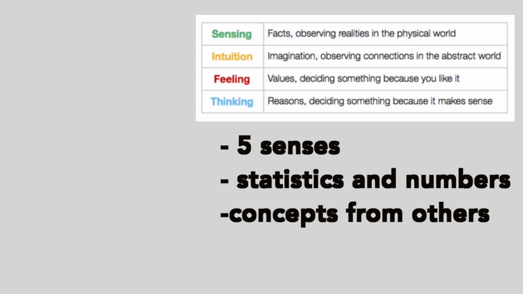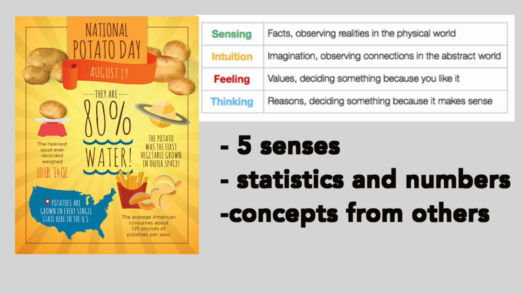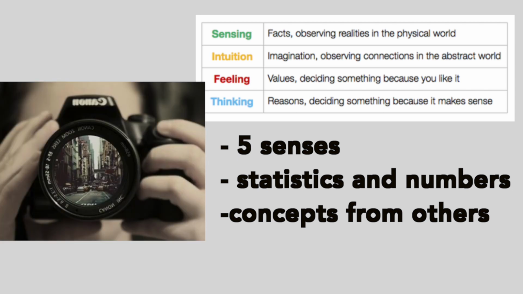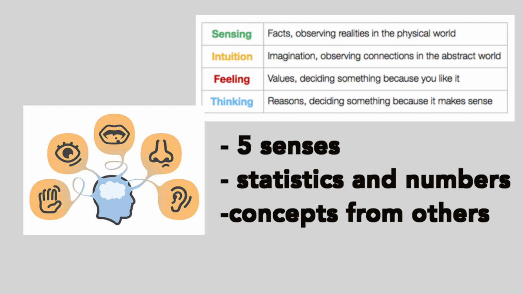The definition of sensing would be facts, observing realities in the physical world. It also includes your 5 senses. It would also be statistics, like facts and figures, numbers, things like that. Things like raw data. The raw data would be the sensing. What you extrapolate from the raw data would be something else.